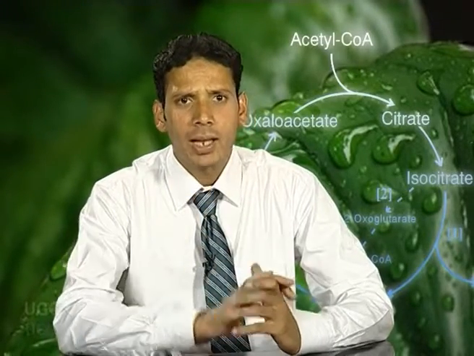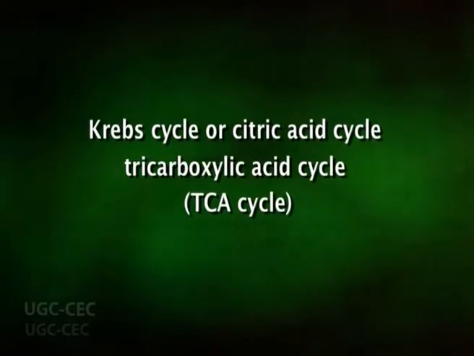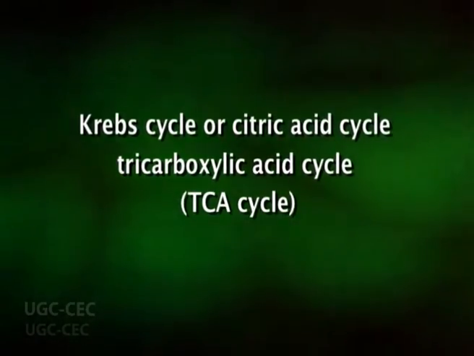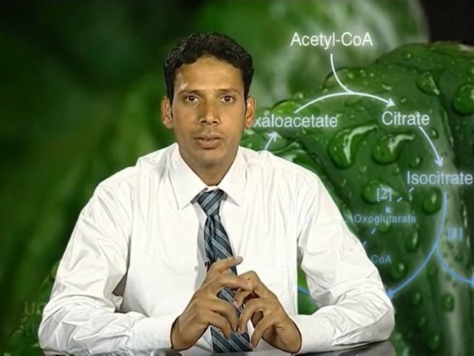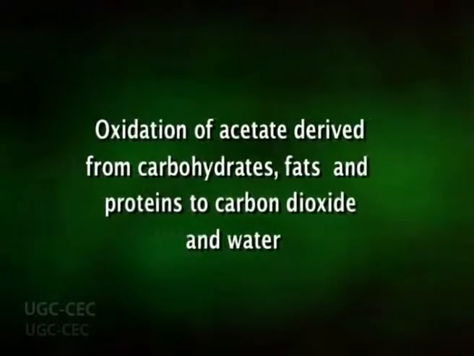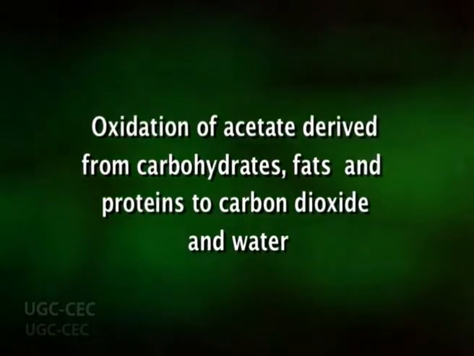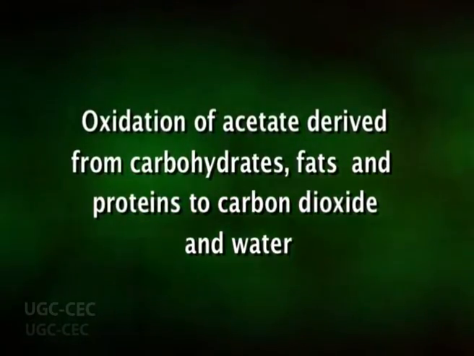Dear viewers, today we will deal with the topic Krebs cycle. The Krebs cycle, or citric acid cycle, also known as tricarboxylic acid cycle, is a series of chemical reactions used by all aerobic organisms to generate energy through the oxidation of acetate derived from carbohydrates, fats and proteins to carbon dioxide and water.